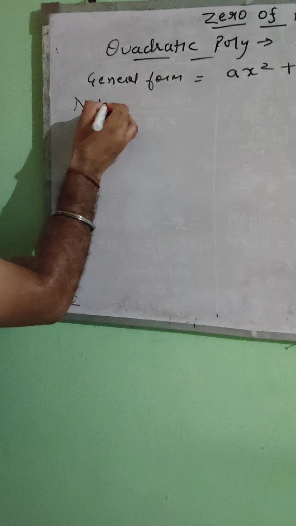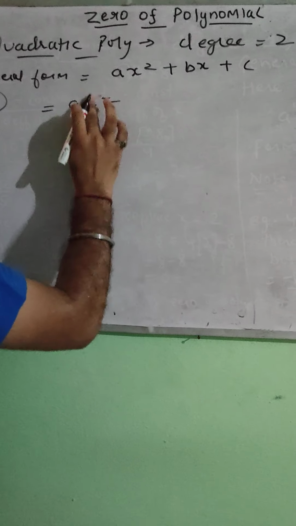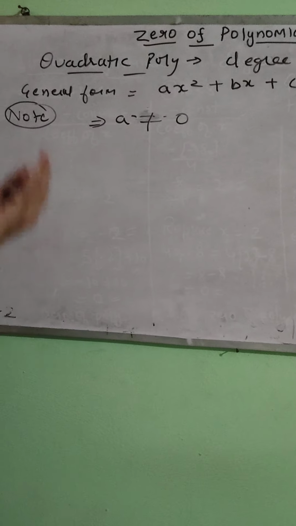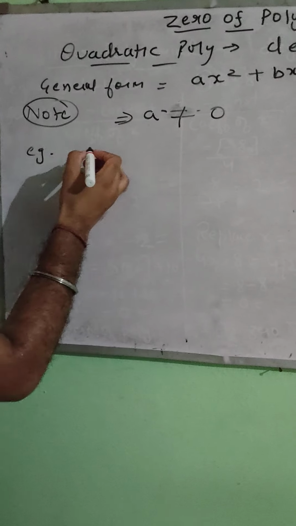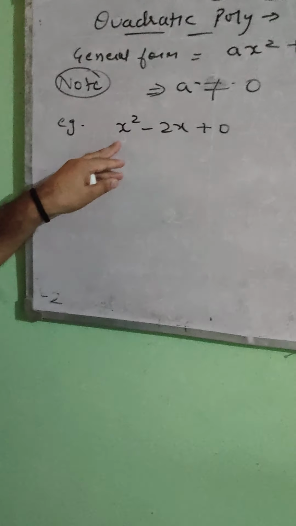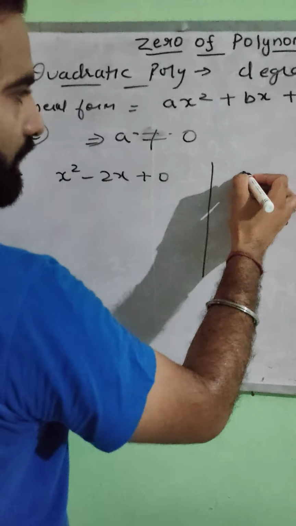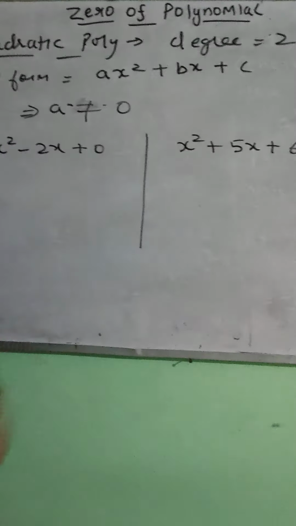Here you need to note down that in ax square, a can never be 0, like in our linear polynomial ax plus b, a can never be 0. Similarly here a cannot be 0. Let us take one example of a quadratic polynomial, that is x square minus 2x. You can see here the constant part is 0, but x square is there. Let's take one more example, x square plus 5x plus 6. Both are quadratic polynomials because the highest degree is 2.